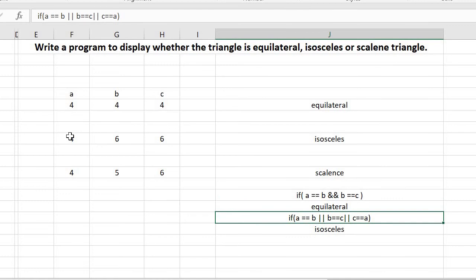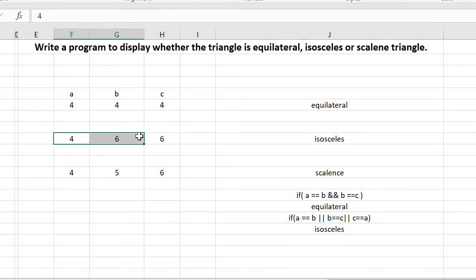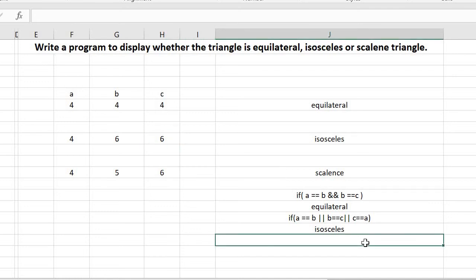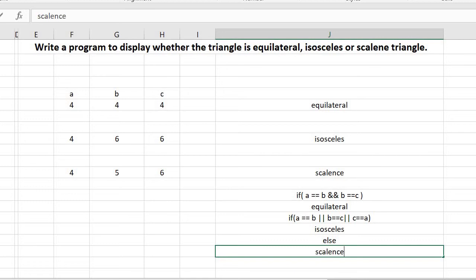But here we have to mention all of them because maybe these two sides may be equal, or these two sides may be equal, or this and this side may be equal. So over here I have to mention it specifically: if A is equal to B, B is equal to C, or if C is equal to A, therefore it will become an isosceles triangle. And if both of these conditions are not true, it simply means that it is a scalene triangle. So for this scenario, I do not need to mention any kind of condition.